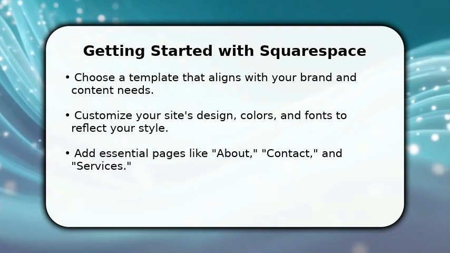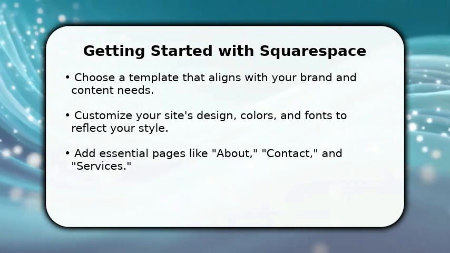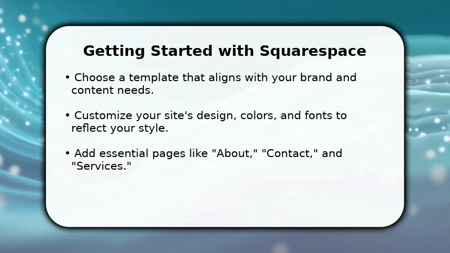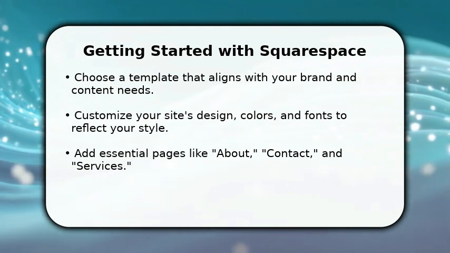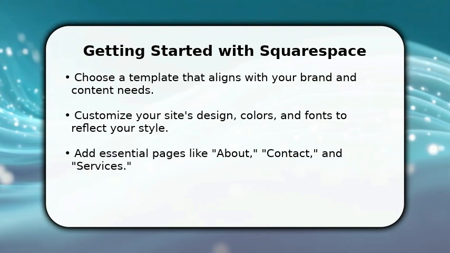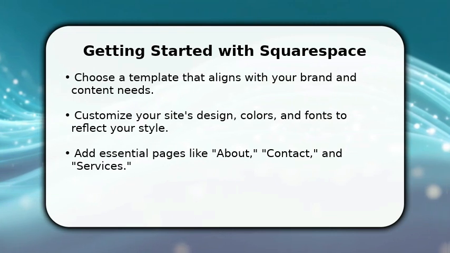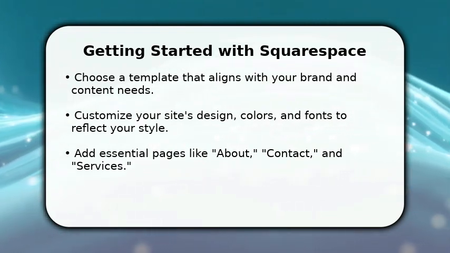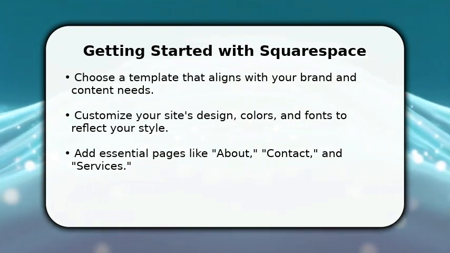In this video, I will explain how to use the Squarespace website builder. To begin, you will select from hundreds of professionally designed templates, ensuring it perfectly matches your brand's aesthetic and functional requirements. Next, personalize your site's appearance by adjusting colors, fonts, and overall layout. Finally, add your core pages, such as an About Us section, a contact page, and a services or products page, laying a solid foundation for your online presence.